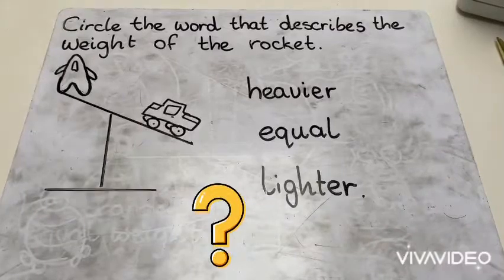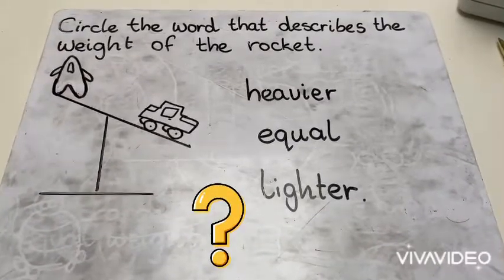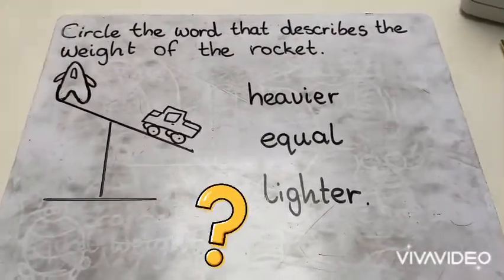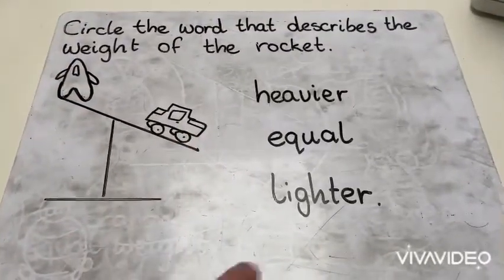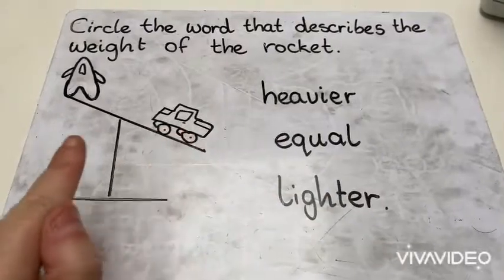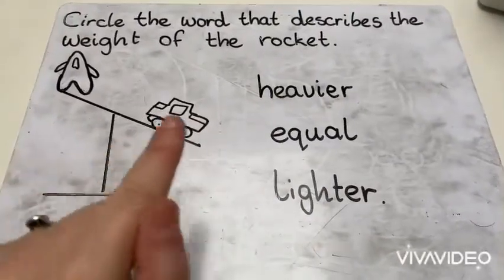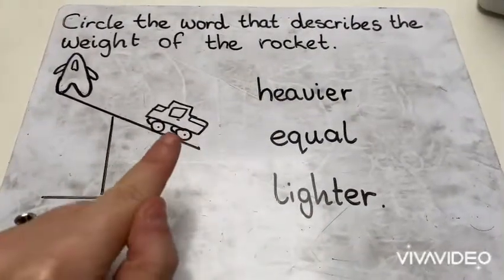Circle the word that describes the weight of the rocket. Is the rocket heavier than the car? Is it equal or the same weight as the car? Or is it lighter than the car?